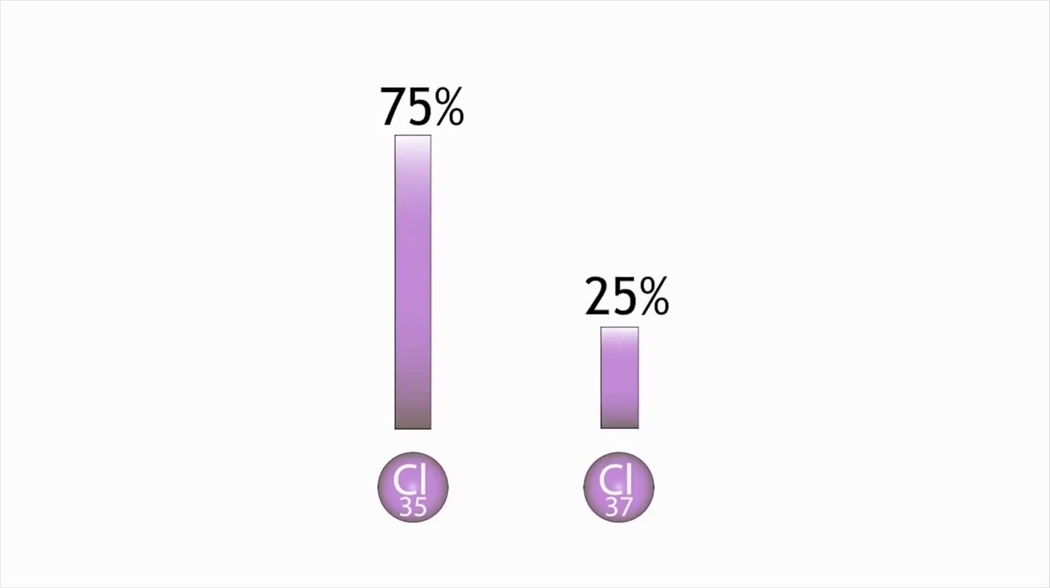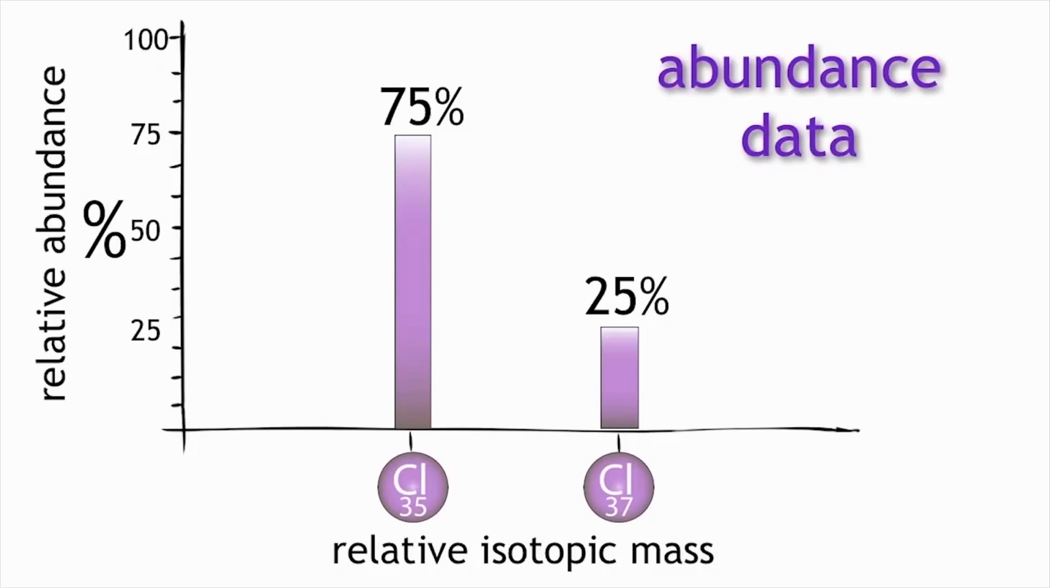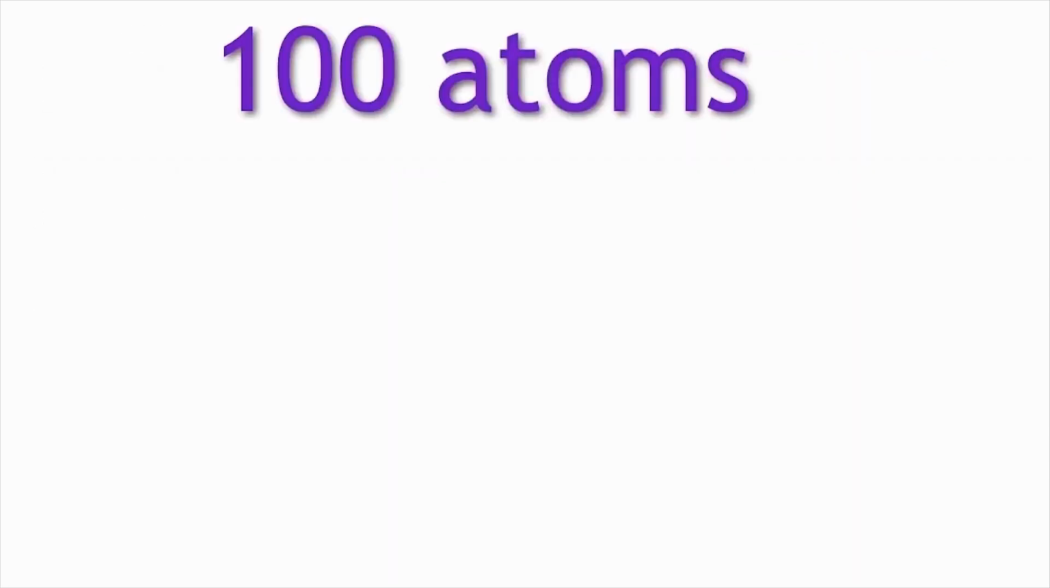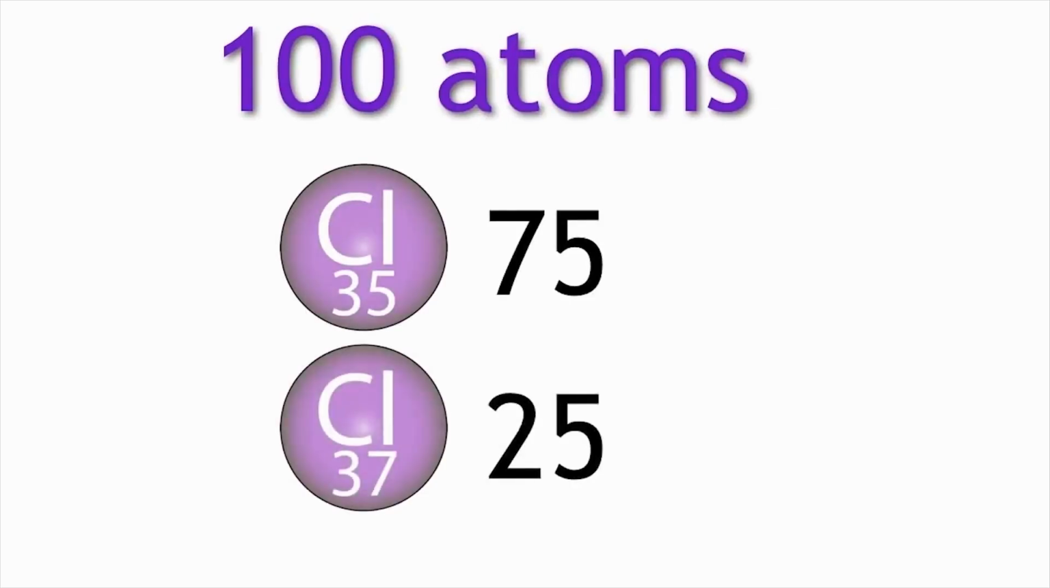This can be shown to you on a graph to show abundance data, where the relative isotopic mass is shown along the x-axis and the relative abundance is shown on the y-axis. So say we had a simple sample of atoms of chlorine. We would have 75 atoms of chlorine-35 and 25 atoms of chlorine-37.